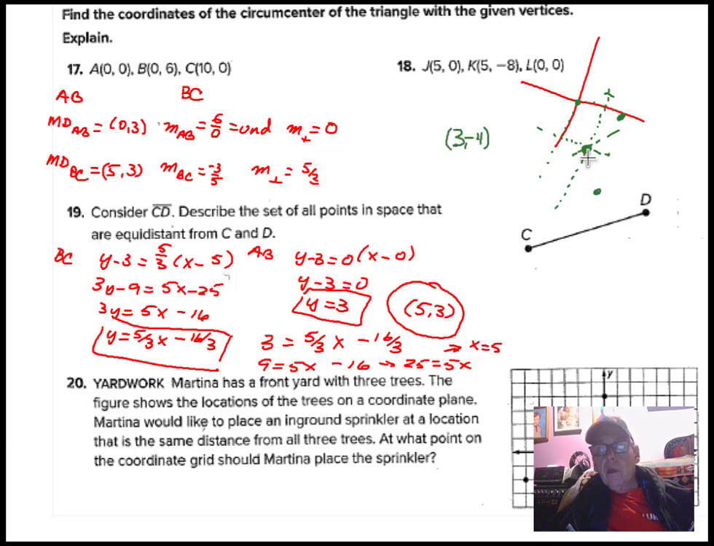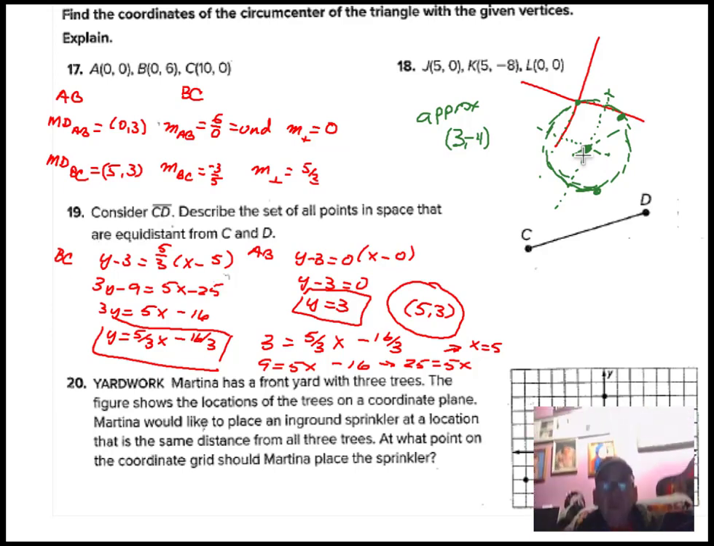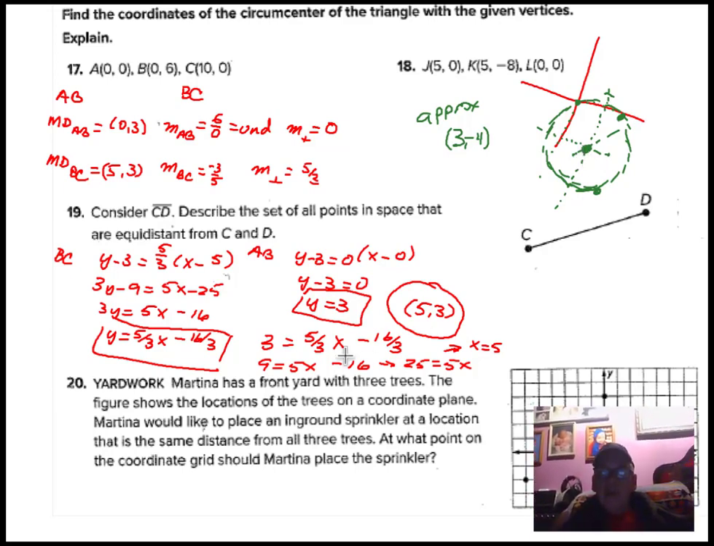Let's see. So with that being the center, let's see what we can do about sketching a circle through here. About like that. So about 3, -4. And again, it's approximate, because the best we can do with the graph without using tools is to get our best guesstimate. Okay, let's look at number 19.